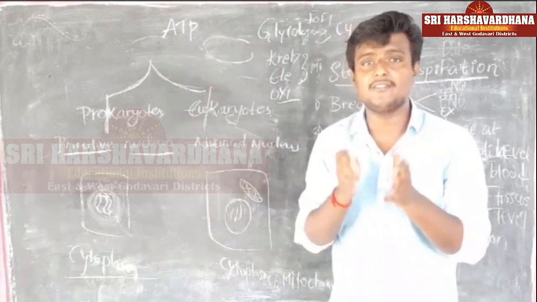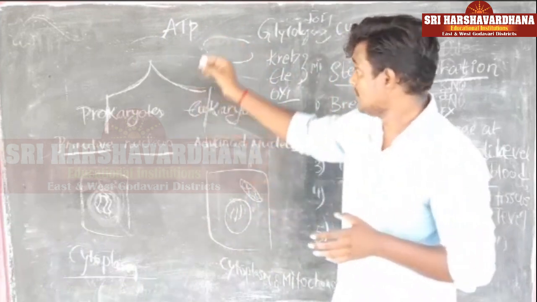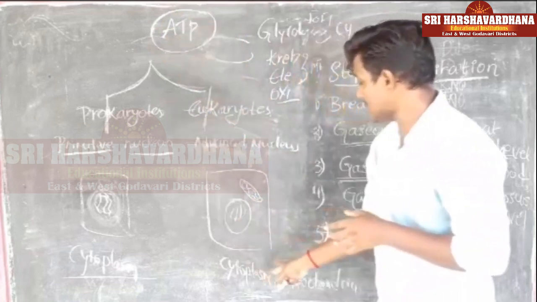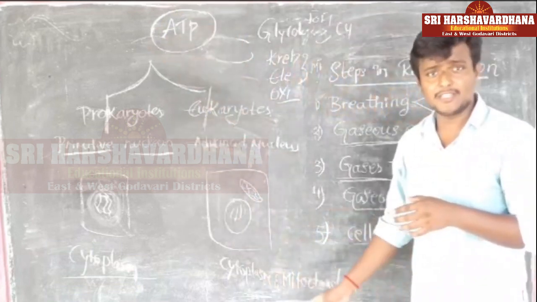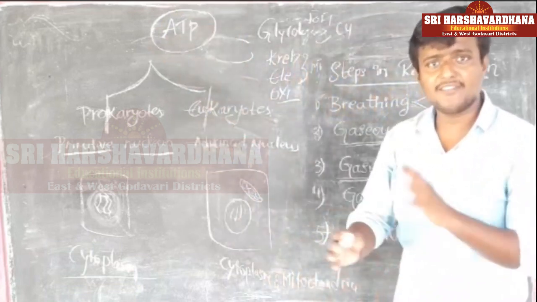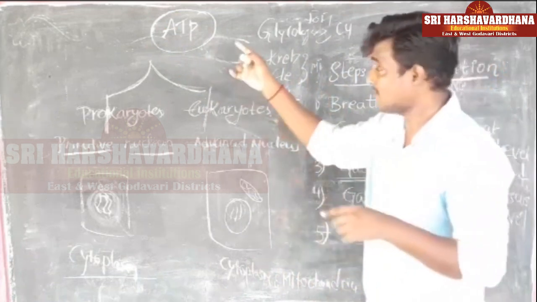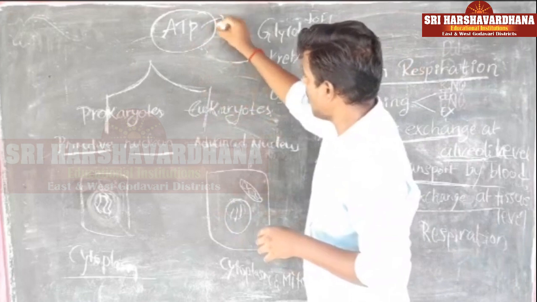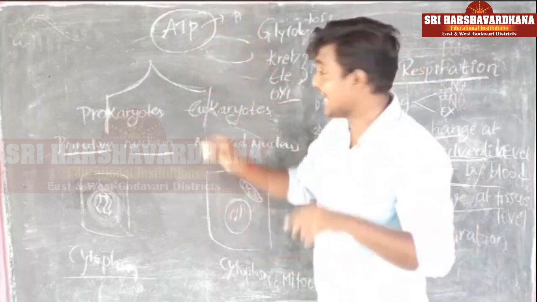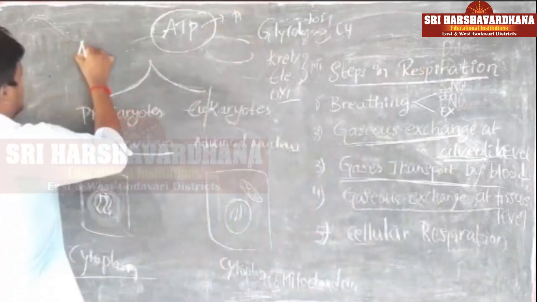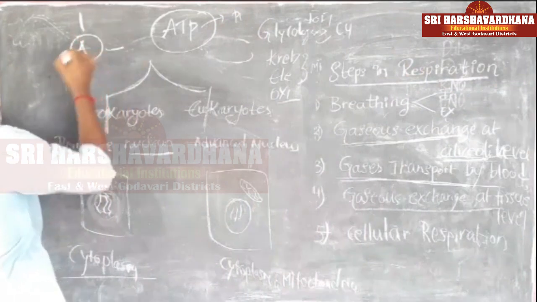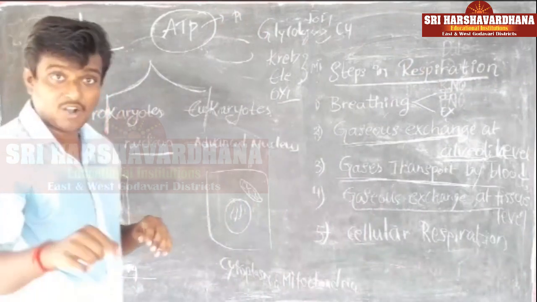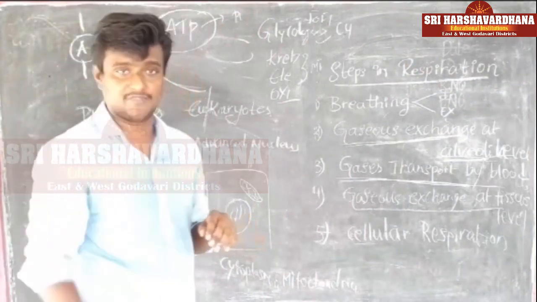Where will these ATPs be stored? These 38 ATPs are stored in the mitochondria, and there they will be broken down. We do not get energy directly from ATP. One adenosine molecule contains 3 phosphate molecules, that's why we call it adenosine triphosphate.